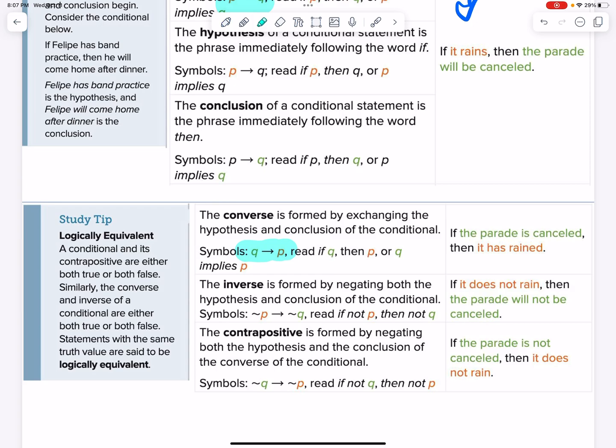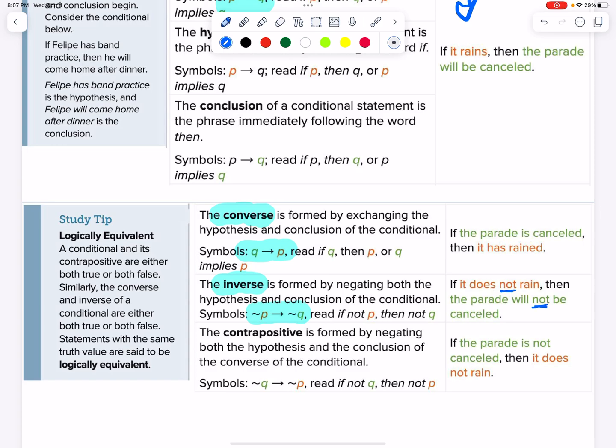Okay, the next one is called the inverse. So again, the converse was Q implies P. The inverse is negate P implies negate Q. And again, keep in mind up above, the negation is simply we include the word not. So if it does not rain, the parade will not be canceled. Okay, so again, it's just writing it out as a compound statement with if and then.